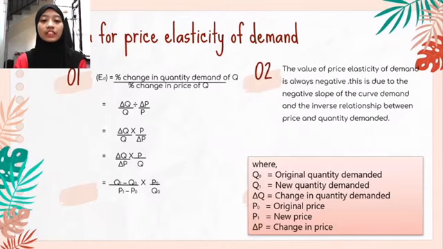The formula for price elasticity of demand is the percentage change in quantity demanded of Q over the percentage change in price of Q, where Q0 is the original quantity demanded, Q1 is the new quantity demanded, delta Q is the change in quantity demanded, P0 is the original price, P1 is the new price, and delta P is the change in price.